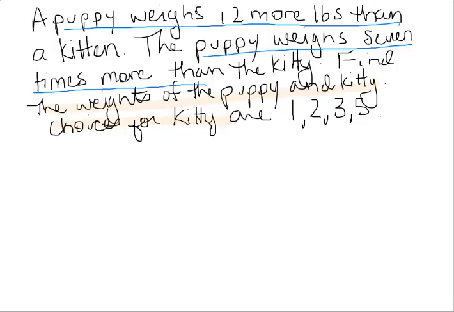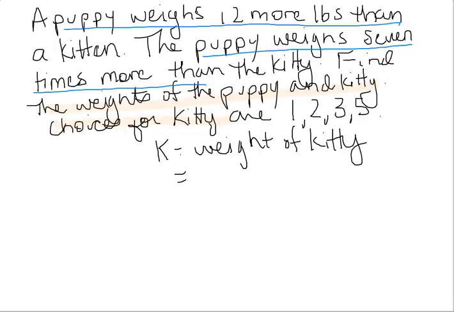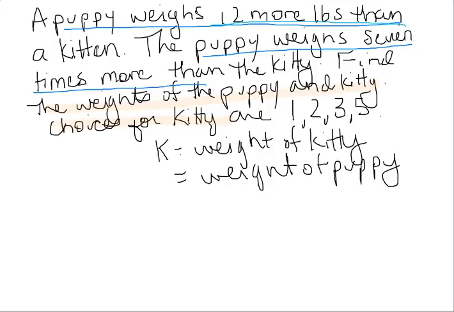So I'm going to say that K is the weight of the kitty. Well then, how would I represent the weight of the puppy? And remember, I have to make it a relationship to the weight of the kitty. Well, I could look at this first one and say, well, the puppy weighs 12 more pounds, so that would be K plus 12.